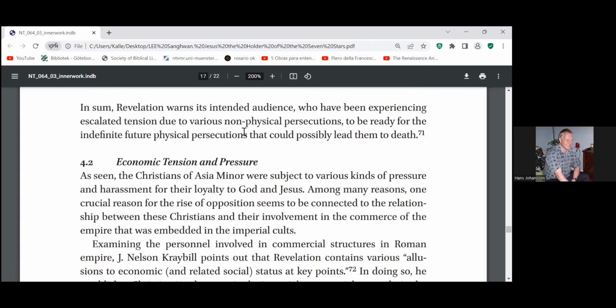In sum, Revelation warns its intended audience who have been experiencing escalated tension due to various non-physical persecutions to be ready for the indefinite future physical persecutions that could possibly lead them to death.